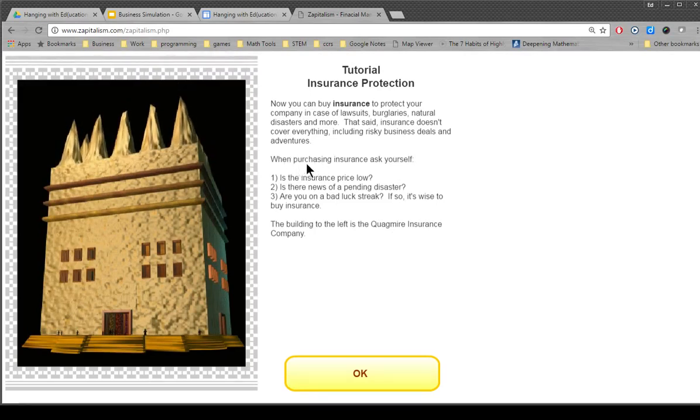And it says, when purchasing insurance, ask yourself, is the insurance price low? Is there news of a pending disaster? Are you on a bad luck streak? If so, it's wise to buy insurance.